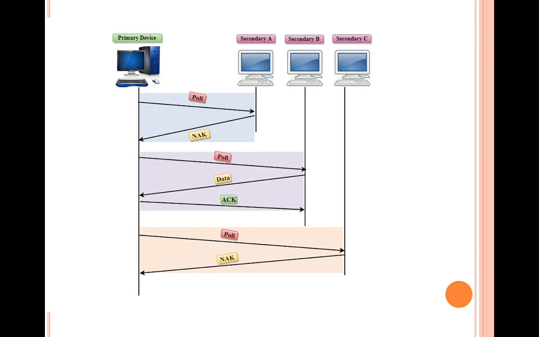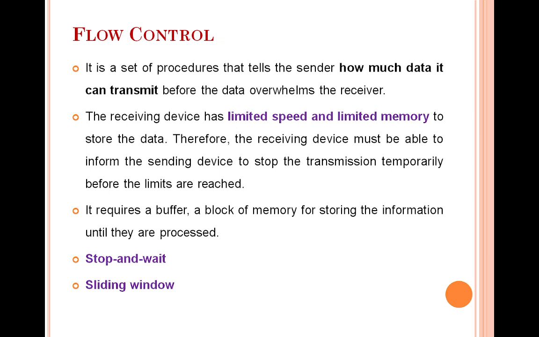Then the poll message is sent to secondary device C. It will send a no acknowledgement. So depending on whether a station has any data, it will reply with an acknowledgement. If it doesn't have any data to send, then it will send a no acknowledgement.